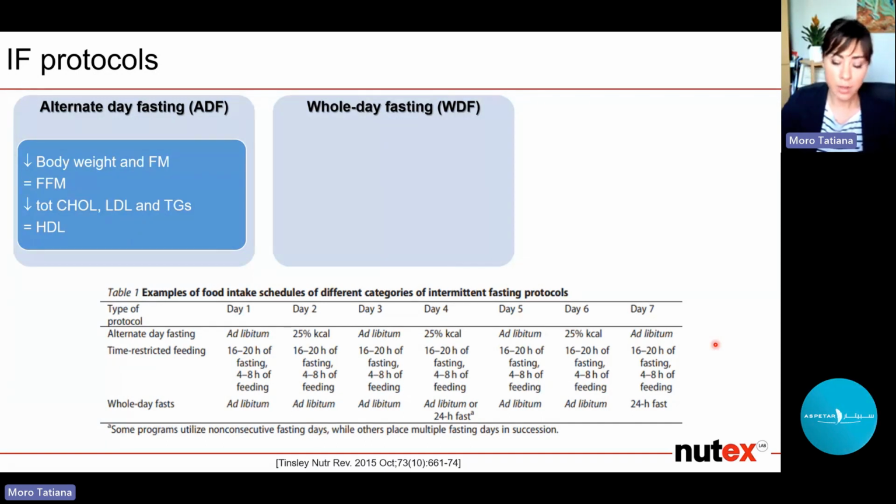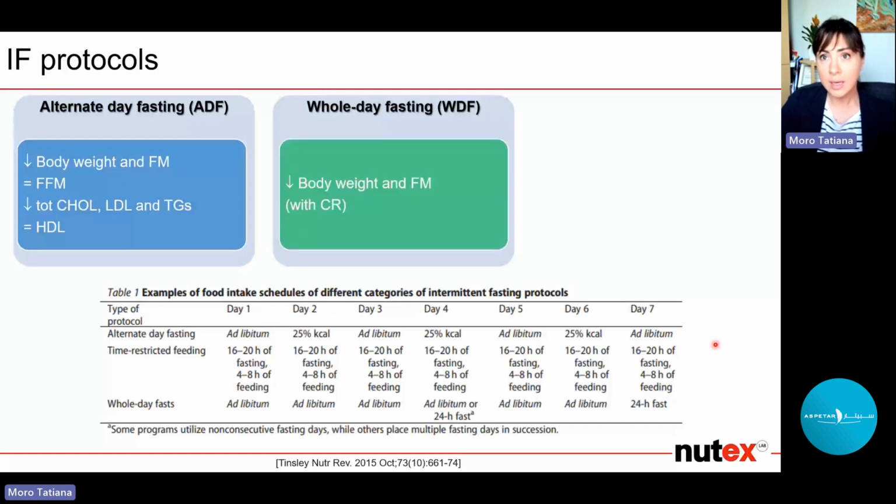Some protocols combine intermittent fasting with a real caloric restriction. So the total calories that people normally eat during the week are reduced, and it's very difficult to actually abstain from food for a whole day. So some protocols allow, on the fasting day, reducing the caloric intake to 25% of kilocalories. This type of protocol for sure helps to reduce body weight and body mass, but we have to say that both alternate day fasting and whole day fasting are strictly related to calorie restriction, and so we cannot really define if the results that we see with these protocols are due to the caloric restriction or just to the fasting periods that they allow during the week.